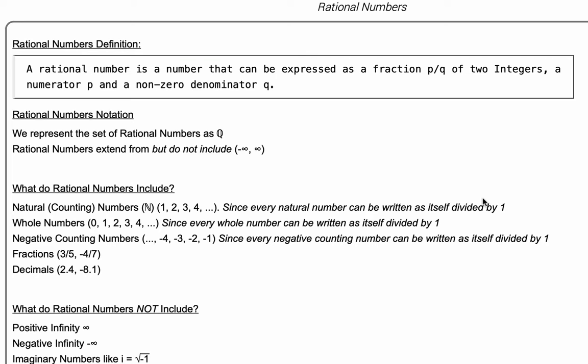What is a rational number? A rational number is a number that can be expressed as a fraction p over q, where p and q are both integers, and q is a non-zero denominator. So the way we write rational numbers is with this double line Q here. If you ever see this Q, that denotes the set of all rational numbers. Now, it's important to note that rational numbers extend from, but do not include, negative infinity and positive infinity.